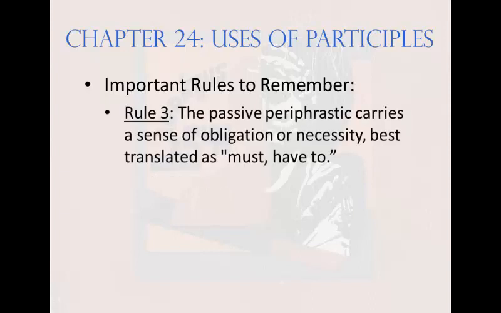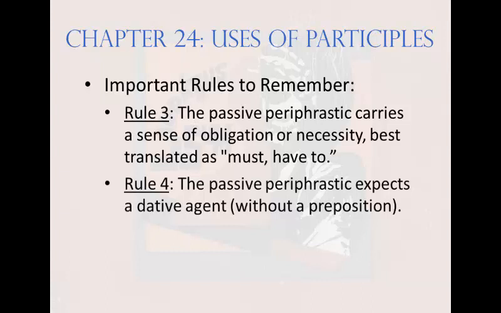Rule 3. The passive periphrastic carries a sense of obligation or necessity, best translated as must or have to. Rule 4. The passive periphrastic expects a dative of agent with no preposition.